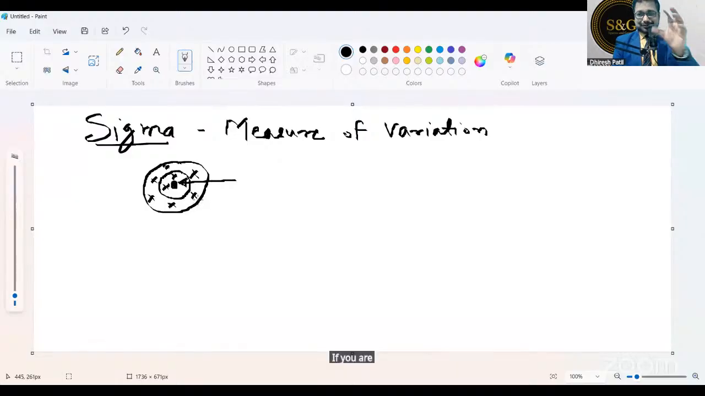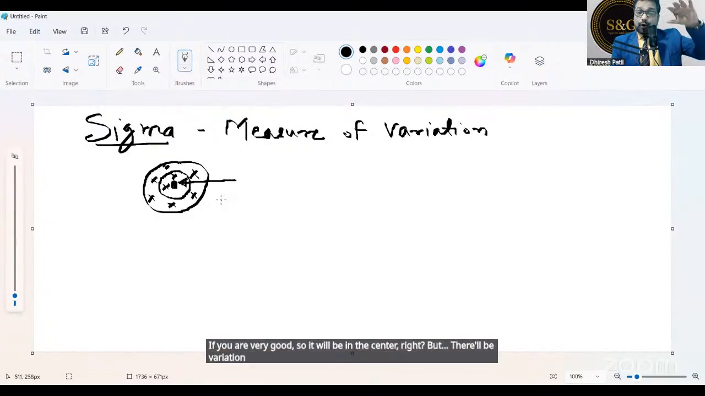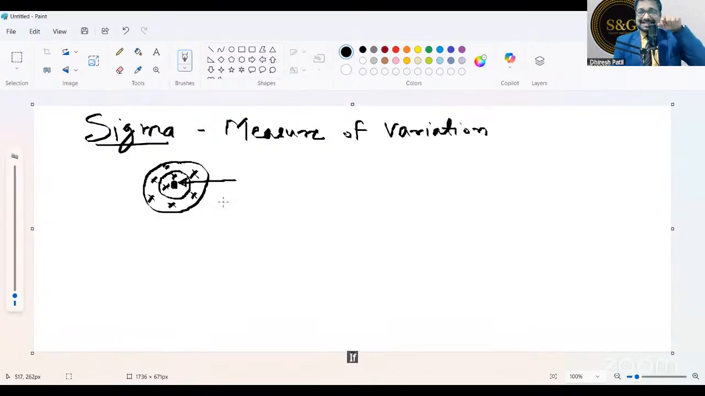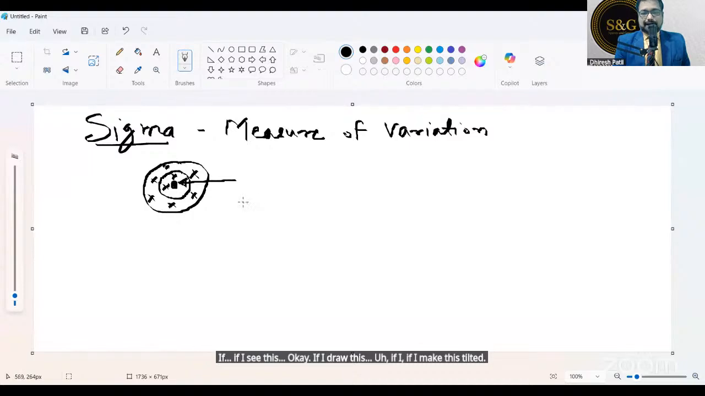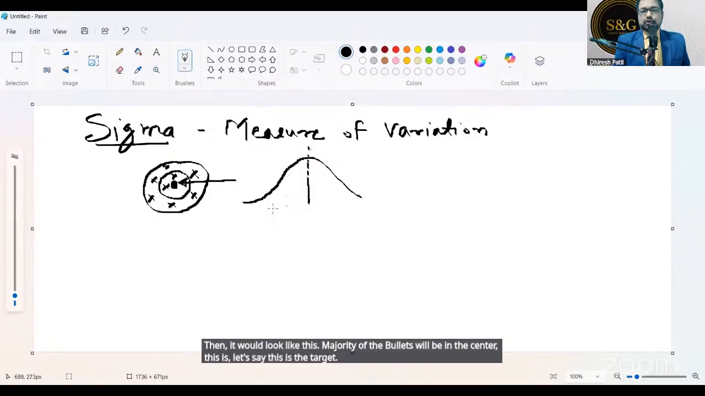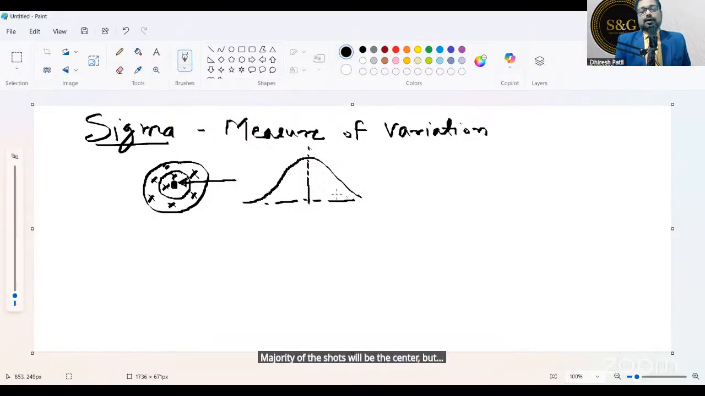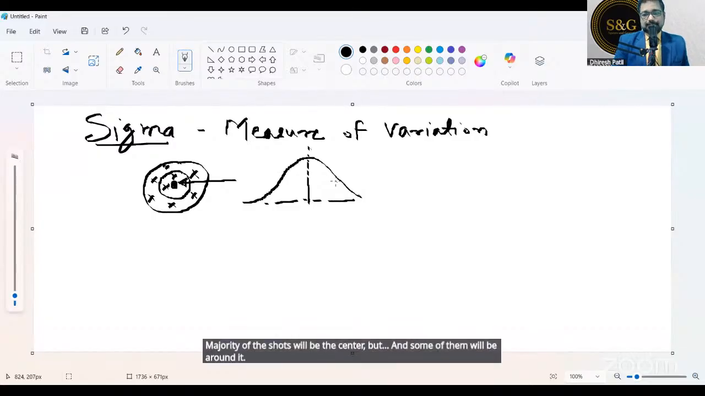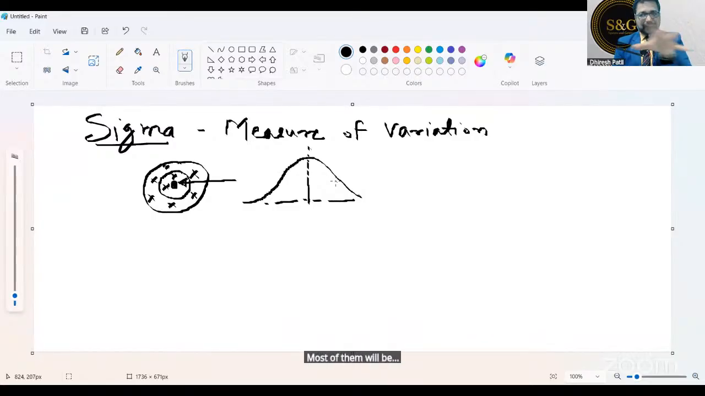If you are very good, it will be in the center, right? But there'll be variation. Now, if I draw this and make this tilted, then it would look like this. Majority of the bullets will be in the center. Let's say this is the target. Majority of the shots will be in the center, and some of them will be around it. Most of them will be very near to the center, but not exactly hitting the center.